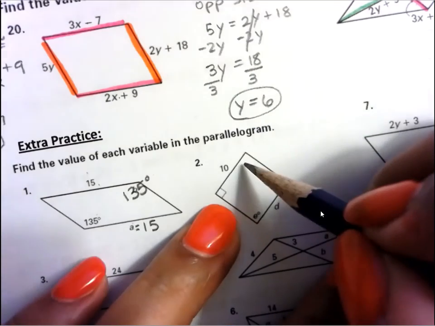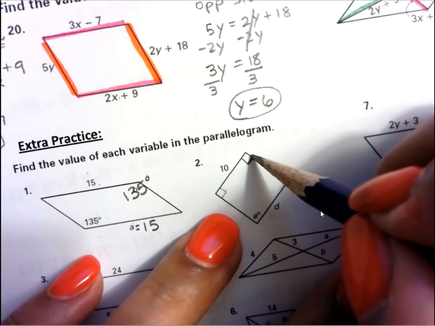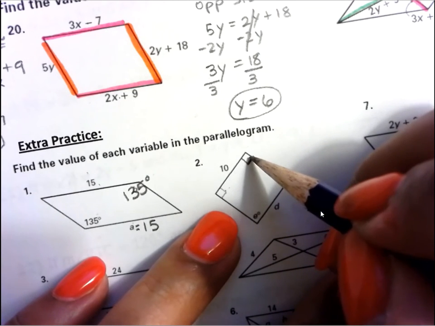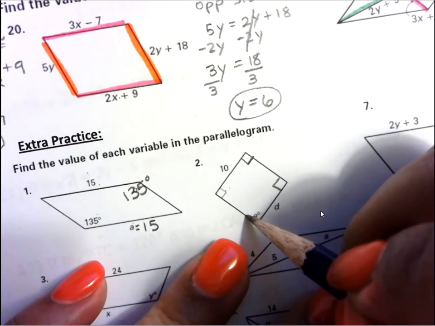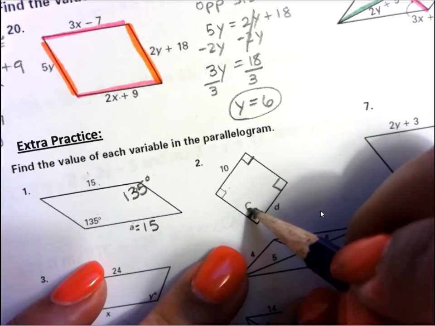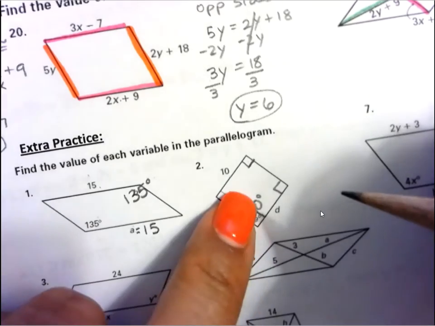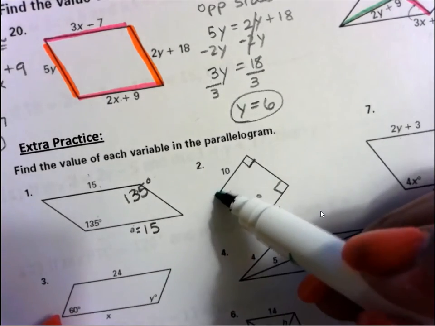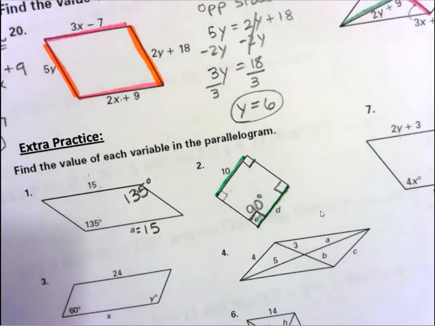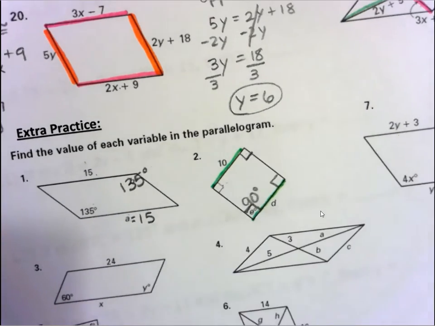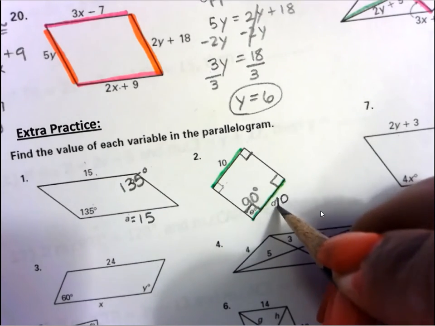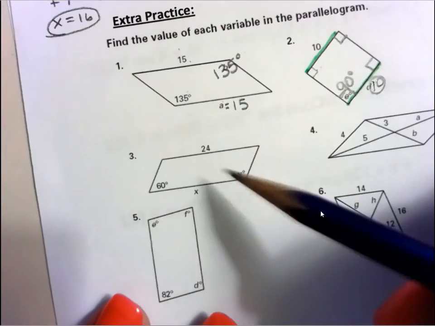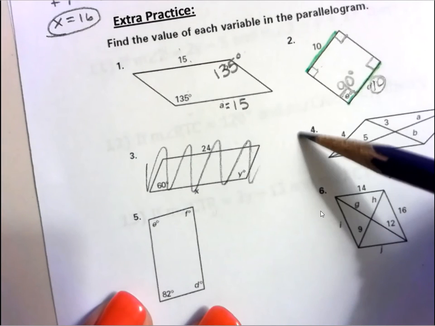If this is 90, then this one has to be 90 because 90 plus 90 is 180. Remember, consecutives have to be congruent. So what you're going to learn is that once one is 90, all of them are 90. So E is going to be 90 degrees, and opposite sides are congruent. So this side is 10. I think I erased these on your paper.